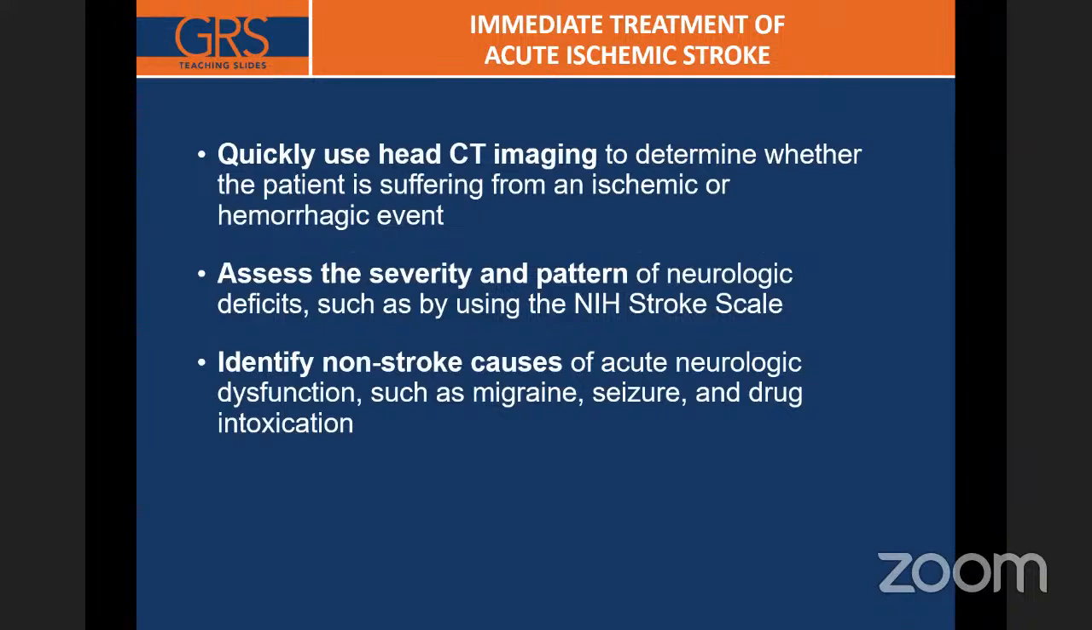So, immediate treatment of acute ischemic stroke. First of all, we should rule out hemorrhagic stroke by doing a non-contrast CT scan. Then, we assess the severity and pattern of neurological deficits using the NIH Stroke Scale. Then, we identify non-stroke causes of acute neurological dysfunction like migraine, seizures, and drug intoxication.